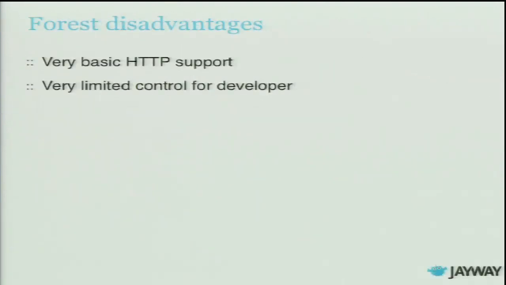So, however cool it is, we have some disadvantages also. Very basic HTTP support, media type wise and header wise and all that. You have to restrict yourself to only using JSON and simple things. You also had very limited control as a developer. If, for instance, the serialization mechanism was baked into the framework, you couldn't change serialization provider, for instance, if you wanted to do that for whatever reason.